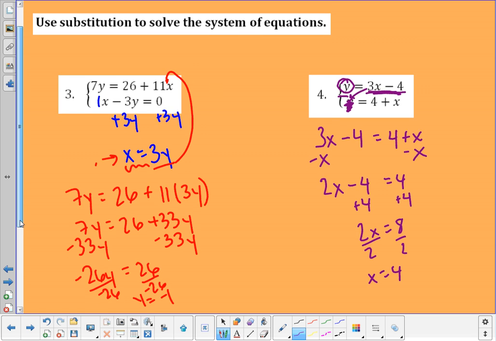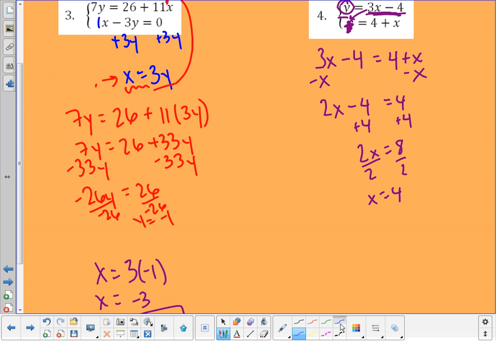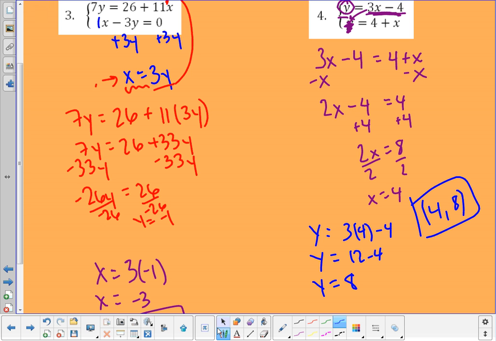Go back to one of the original equations. Doesn't matter which one, you should get the same answer for both. y equals 3 times 4 minus 4. That's y equals 12 minus 4, or y equals 8. 4 comma 8 is my solution.